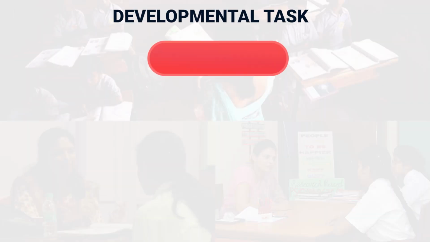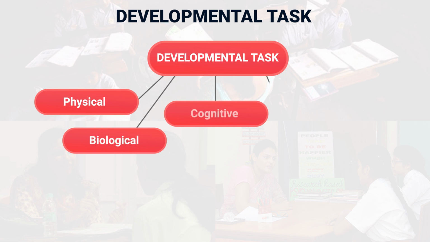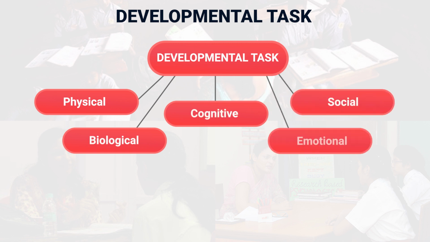Humans proceed from one stage to another through successful accomplishment of required developmental tasks particular to each stage. These tasks may be related to physical, biological, cognitive, social, or emotional maturity. Some of the characteristics of developmental tasks are similar for people belonging to the same culture, such as personal relationships in adulthood, while some others are universal, such as puberty in adolescence.